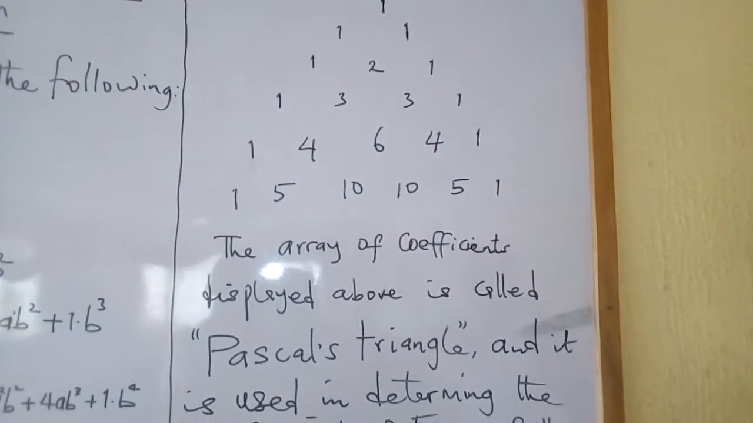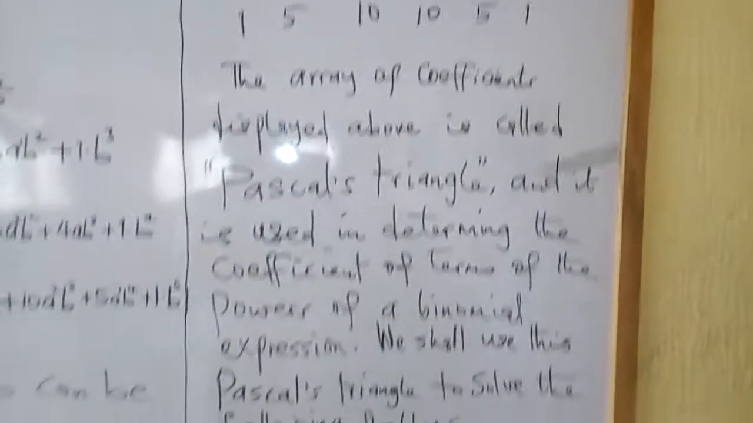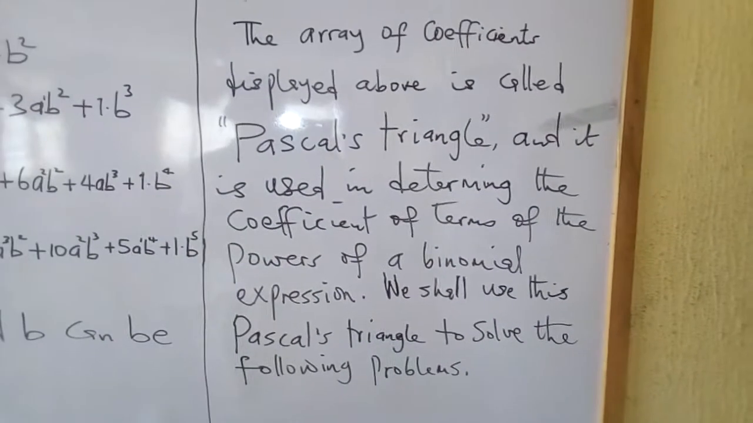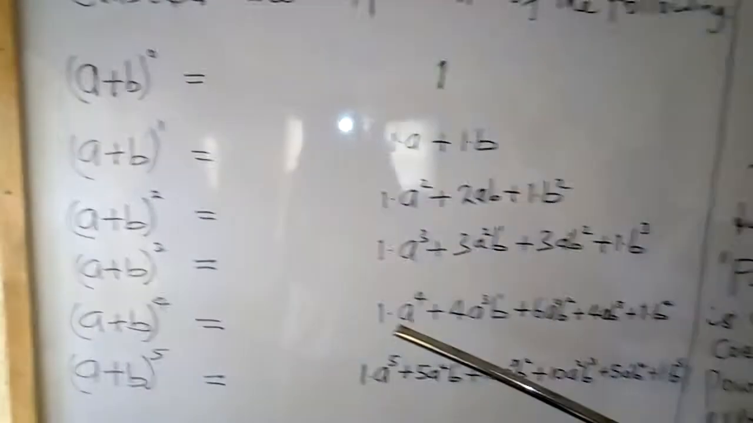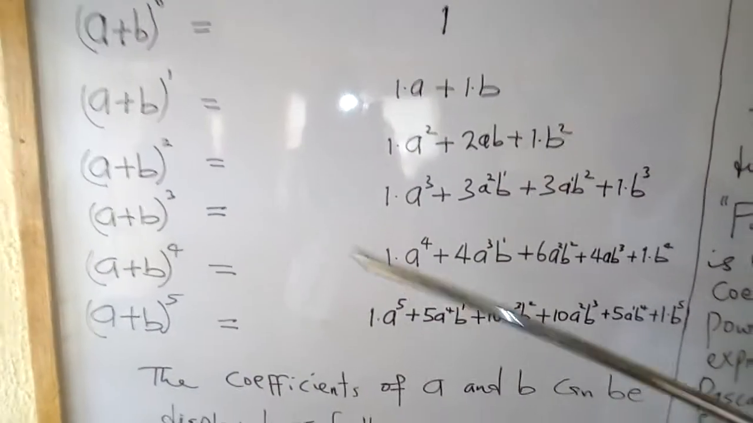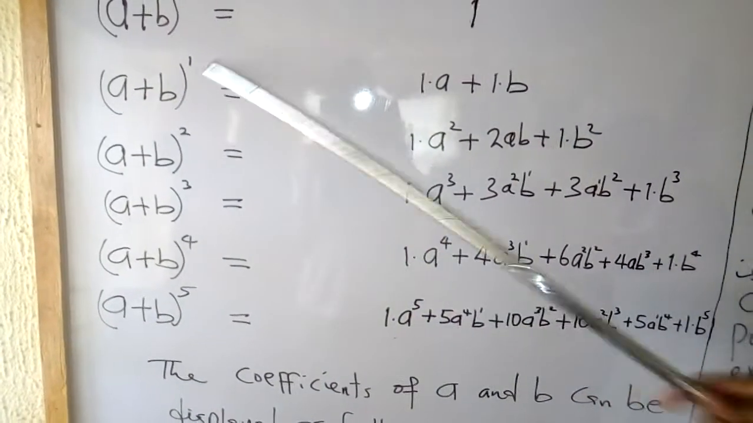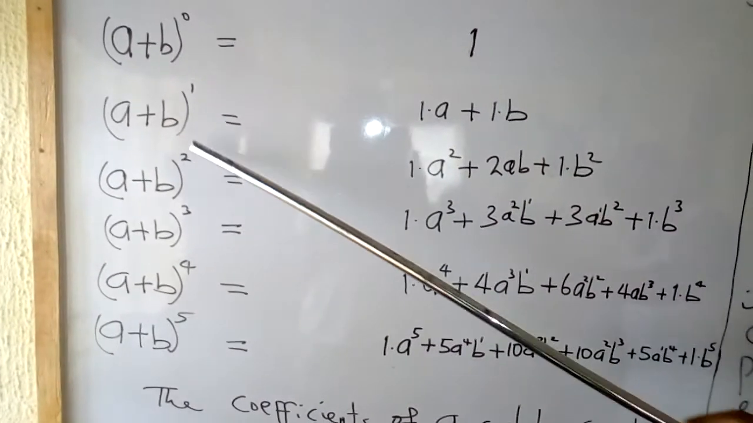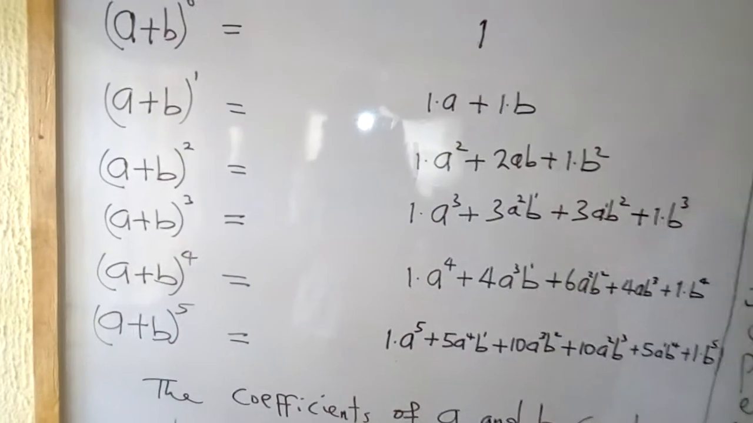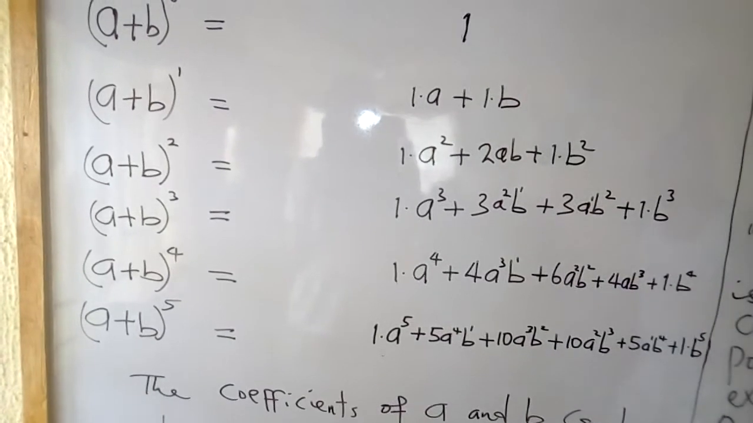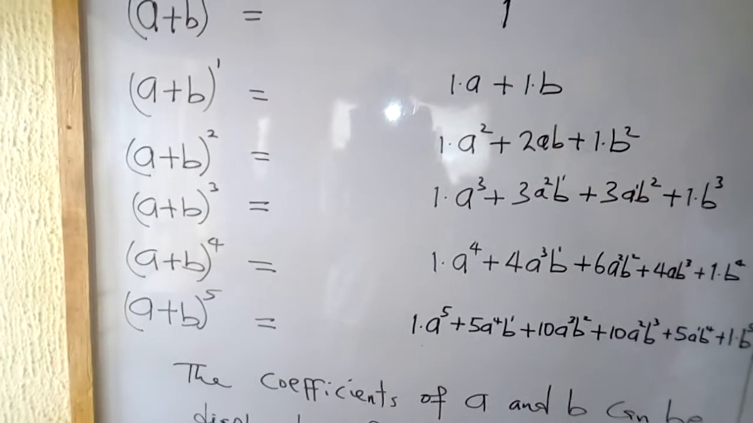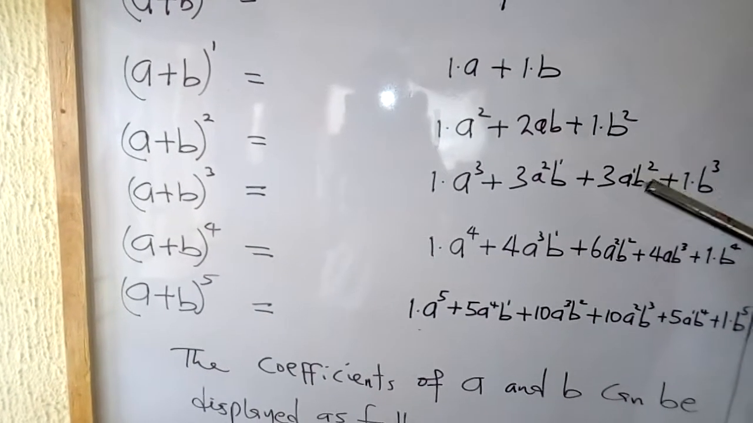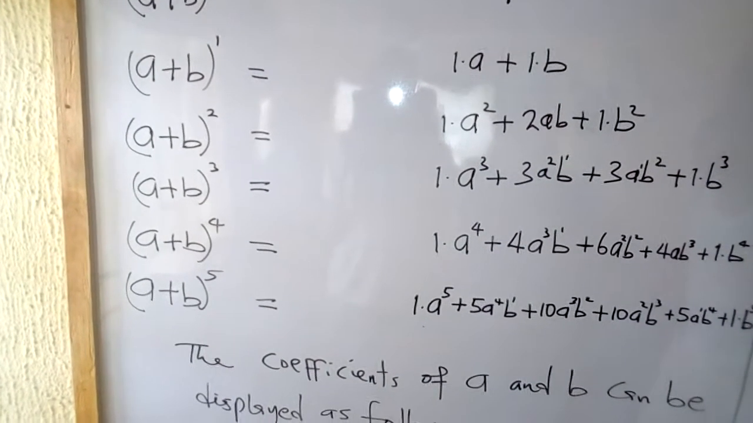Now, another thing you discover after getting the coefficients is that in this expansion, a is decreasing, while b is increasing. Invariably, we are saying that the first term decreases from n to 0, and the second term increases from 0 to n, where n is the power.